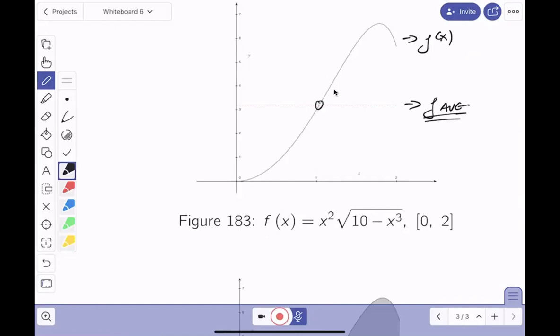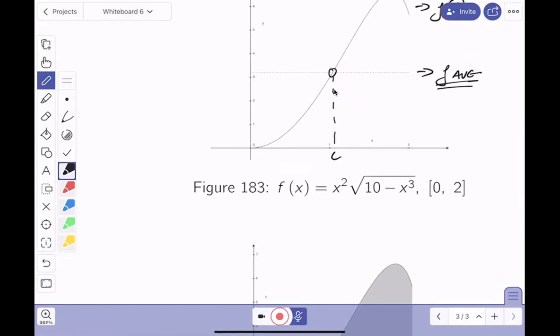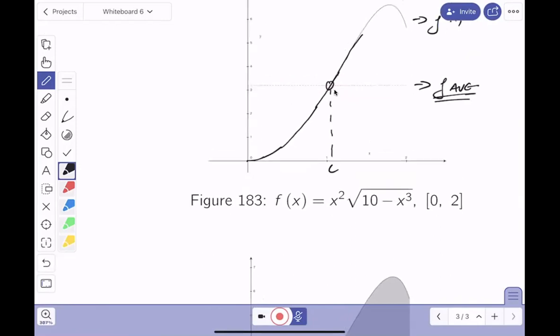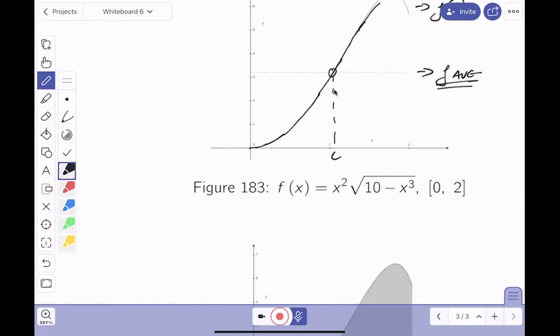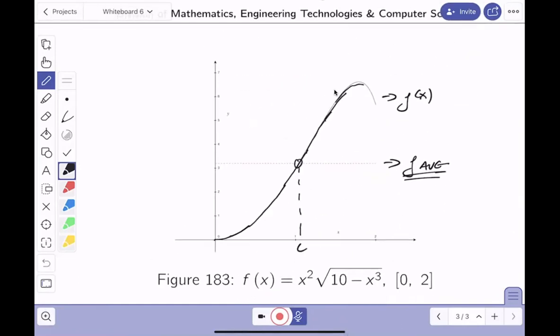And what are we doing over here? We're looking for the c, and the c is going to be some number, around 1. You know, f of 1 is equal to the average value. So what are we really doing? We're taking something like this, which has an area. That's a really strange looking area, by the way. And what we're doing is squaring it.